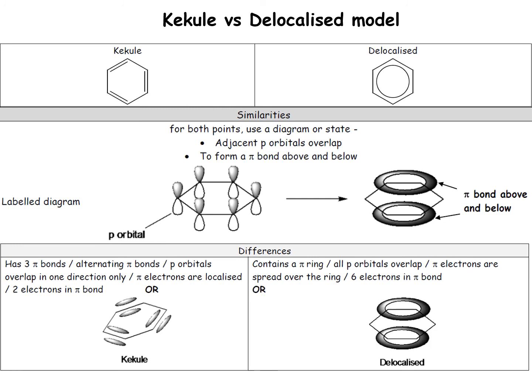In terms of a diagram, here we're just looking for this idea of a pi bond all around the 6 carbons above and below. And again, clearly identifying that this represents the delocalized model. Okay.